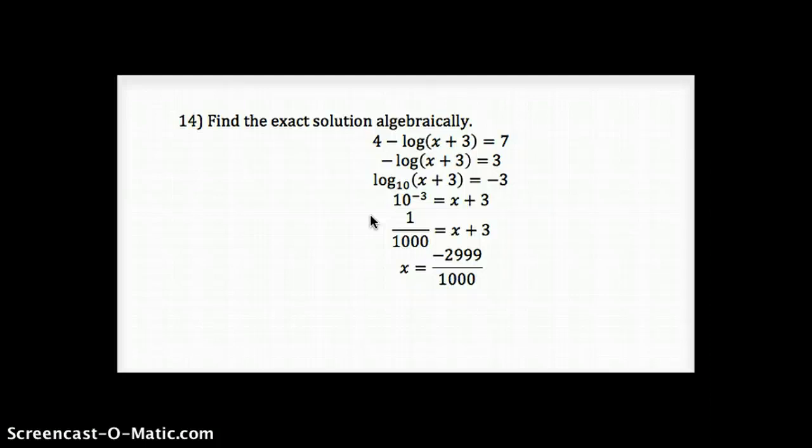You can then convert that into exponential form, and you'll end up with 10 to the negative 3 equals x plus 3. And 10 to the negative 3 is equivalent to 1 over 1,000. So you have 1 over 1,000 equals x plus 3. Then from there you can just subtract 3 on both sides, and you will get negative 2,999 over 1,000.